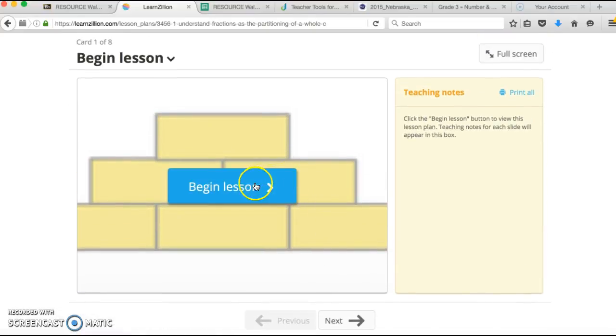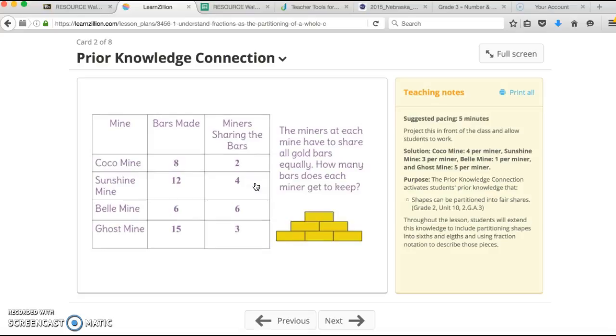All right, so if you click right here to begin lesson, it gives a scenario, and there's actually a woman who does talk through this scenario. And right here, prior knowledge connection, I love that it gives that because some students don't really have a lot of prior knowledge on some ideas in particular. It says the miners at each mine have to share all gold bars equally. How many bars does each miner get to keep? And then it lists 4 different mines here, and the number of bars that they made, and then the number of miners who would be sharing the bars.